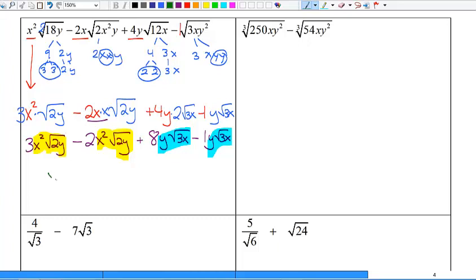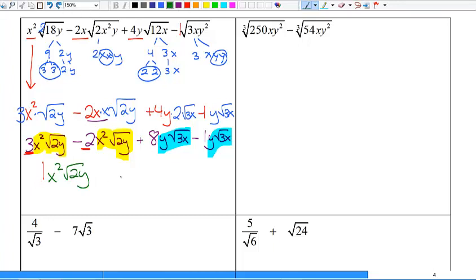On the first pair, I have x squared root 2y, and all I have to do is add their coefficients. I had 3 of the x squared root 2y, and someone came along and took away 2 of them. That gives me 1 copy of x squared root 2y. Now, you don't really need to put the 1 there. You could probably erase that, and that would be fine.